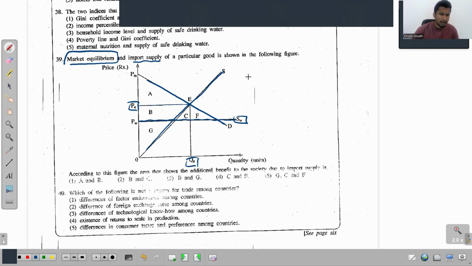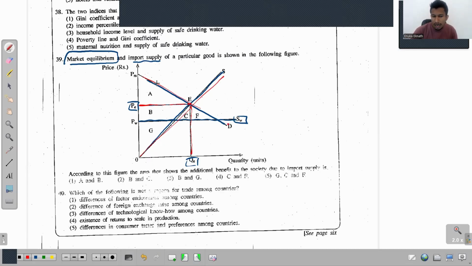Right. And by giving all this information, they ask us to figure out the area that shows the additional benefit to the society due to import supply. All right. So additional benefit to the society means the additions that happen to the economic surplus. Before you look at the situation after importing, just look at the situation before importing. So this is a supply curve and this is the demand curve.